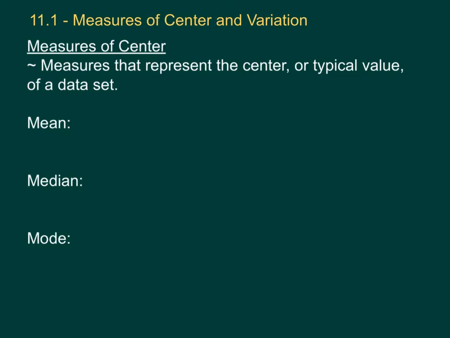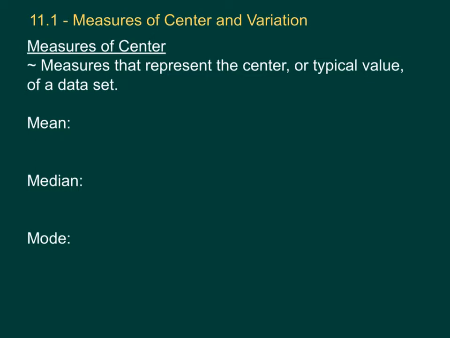Section 11.1, Measures of Center and Variation. We are moving into the statistics part of this Algebra 1 course, and so we're going to see things that look a lot different than anything else we've done this year. We're going to start by talking about measures of center. Those are measures that represent the center or typical value of a data set.